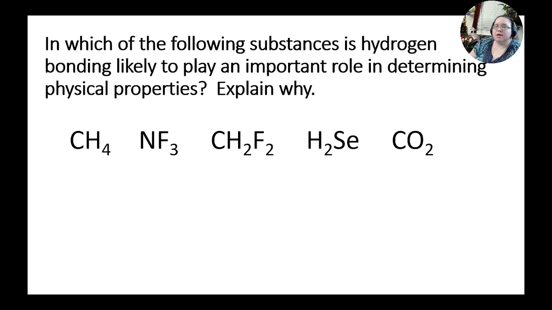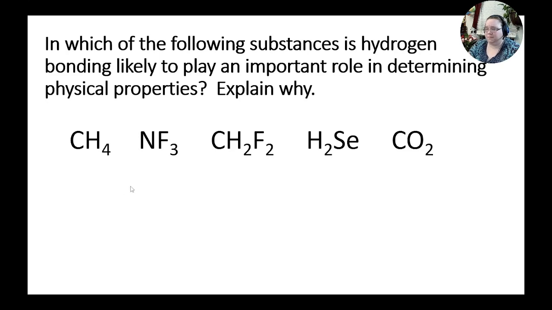All right, couple quick check questions before I show you the summary slides of your properties of ionic and covalent compounds and IMFs, inter and intramolecular forces. So, which of these compounds is more likely to have hydrogen bonding? Explain its physical properties. So basically, which one of these things has hydrogen bonding?